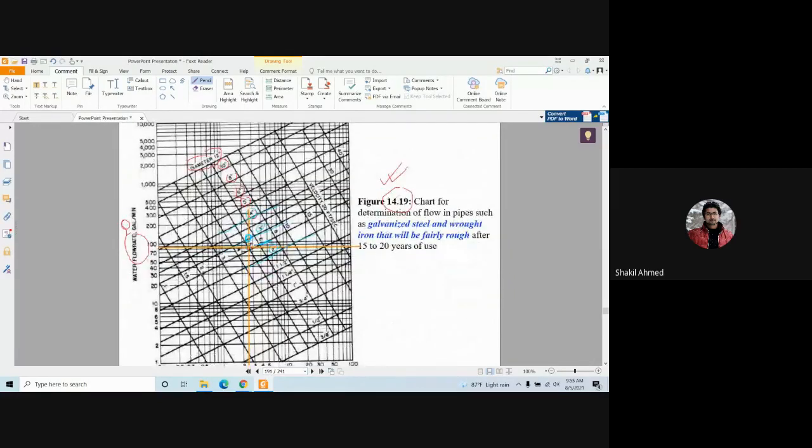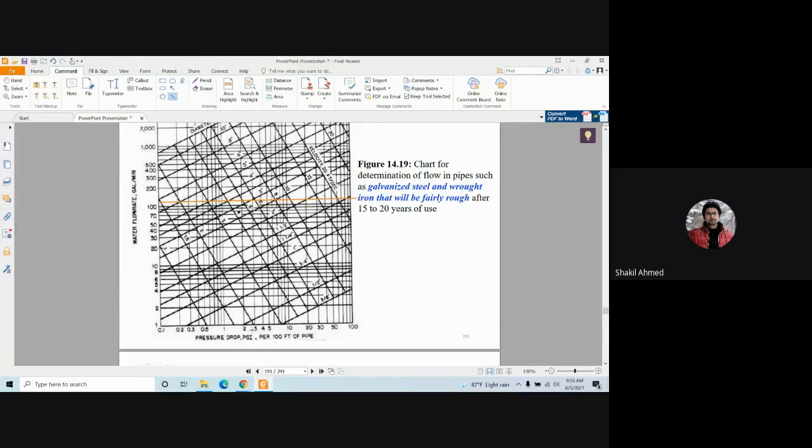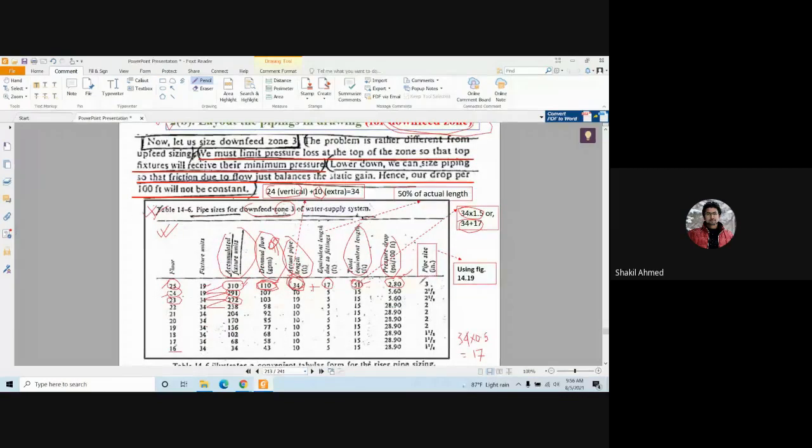110 and 2.8, like here. So approximately 3 inch, right? This point, right? 3 inch. Am I right? Yes, sir. So 3 inch.